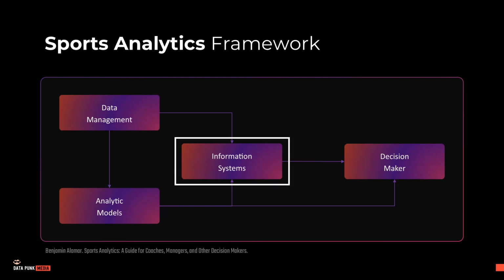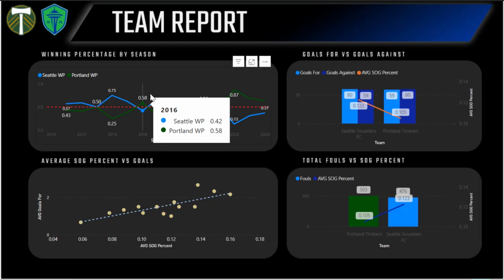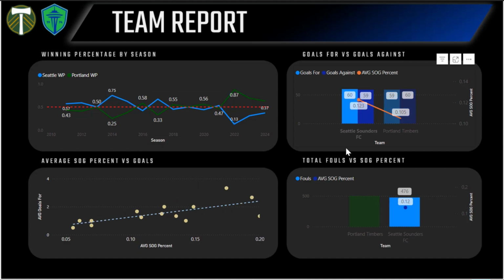Information systems are a bit boring to talk about, but they are the tools, platforms, and applications that deliver analytic insights to decision makers in a user-friendly format, enabling them to take action based on the data. This might be dashboards and visualization tools, reporting systems, mobile applications, and so on. Information systems bridge the gap between data and decision-making.